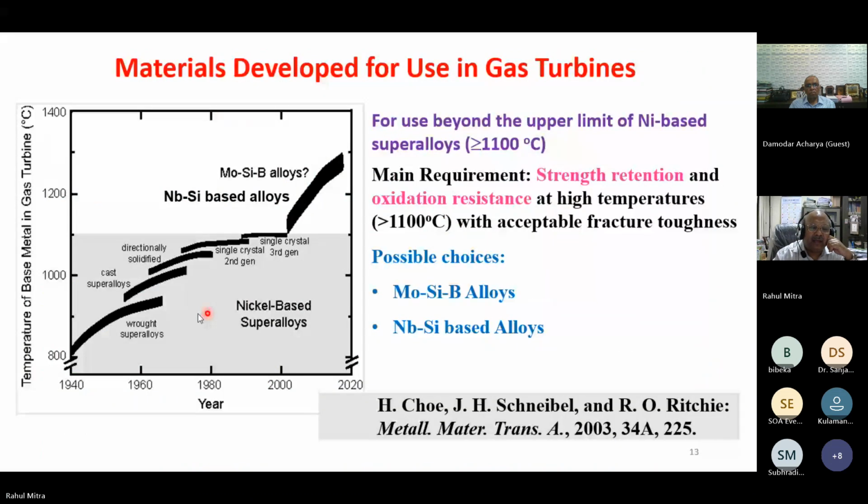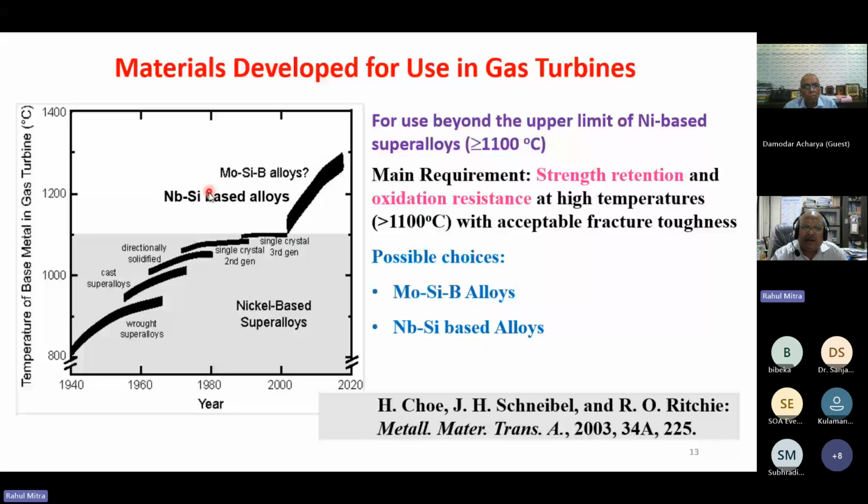So this shows the chronology of development of nickel based superalloys, up to 2000 and 2010 or so, the third generation single crystal alloys have been developed. They have a large number of alloying elements, and still the temperature is about 1150. So above this temperature, these are the options: molybdenum silicon boron type alloys or niobium silicon type alloys.